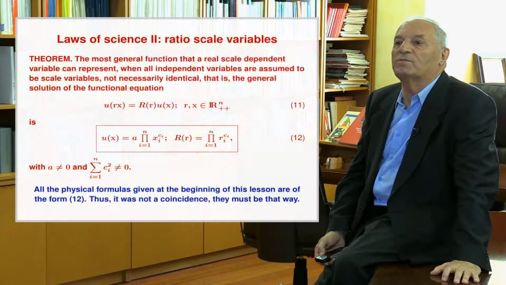In this slide, we deal only with ratio scale variables and have the following theorem. The most general function that a real ratio scale dependent variable can represent when all independent variables are assumed to be ratio scale variables, not necessarily with identical ratios, that is, the general solution of the functional equation 11, is 12, where a must be different from 0 and at least one c sub i must be non-zero. We know that all the physical formulas given at the beginning of this lesson are of the form 12. Note that now we have no logarithms anymore. Thus, it was not a coincidence, because they must be that way.